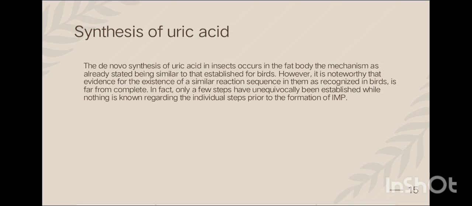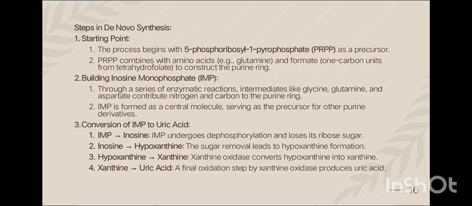Now we are talking about the synthesis of uric acid. There are different mechanisms for the synthesis of uric acid. The first one is de novo synthesis. The starting point is 5-phosphoribosyl 1-pyrophosphate, which is PRPP, as a precursor, which combines with amino acids and formate to form the purine ring. The second process is the building of inosine monophosphate, that is IMP, through a series of enzymatic reactions using glycine, glutamine and aspartate, which contribute nitrogen and carbon to the purine ring. IMP is a central molecule serving as a precursor for other purine derivatives.